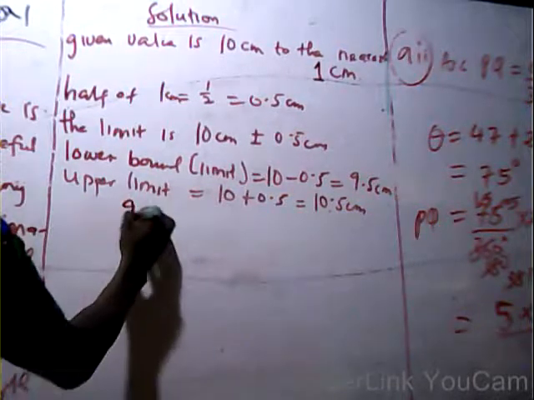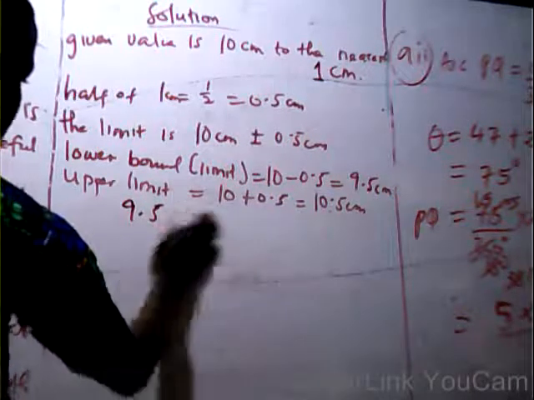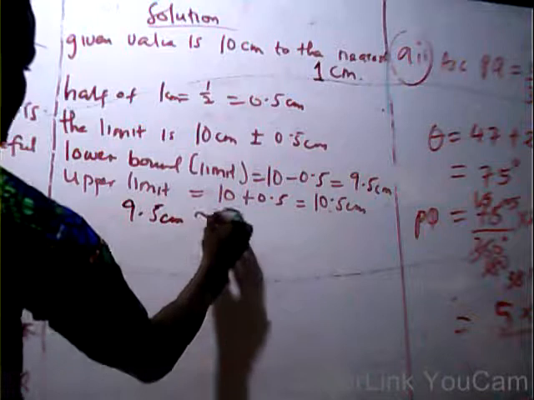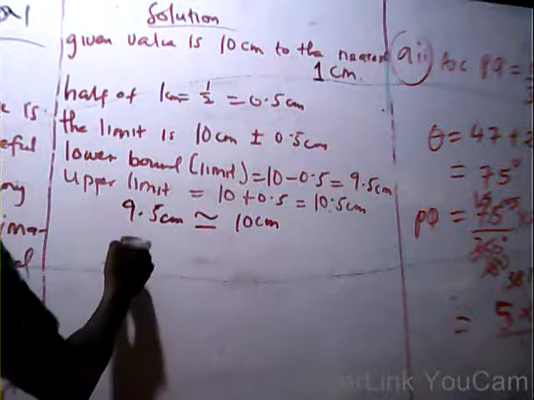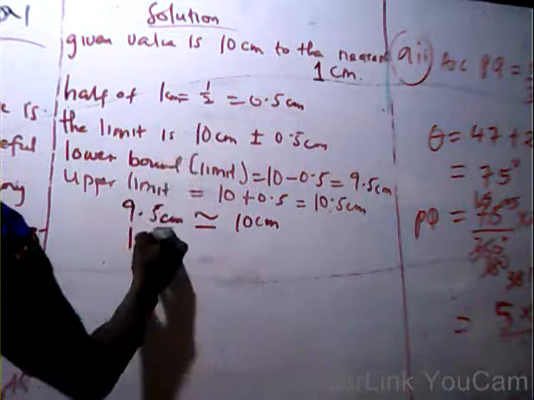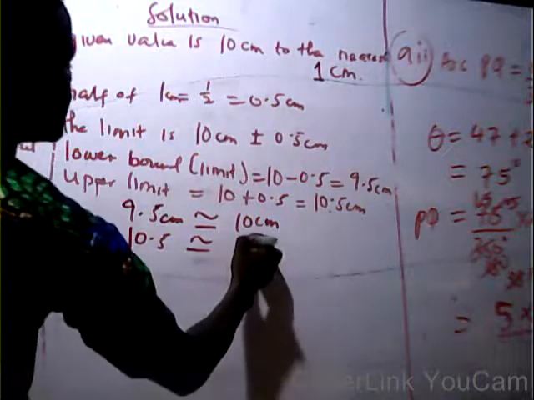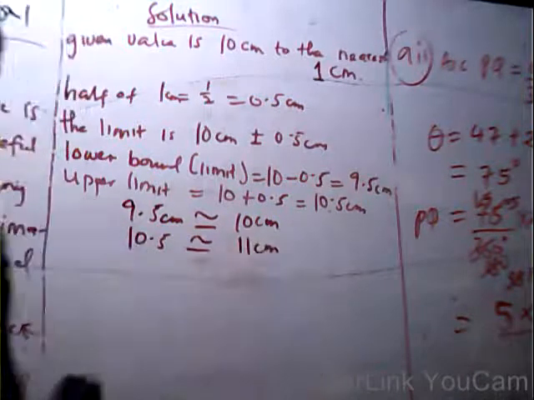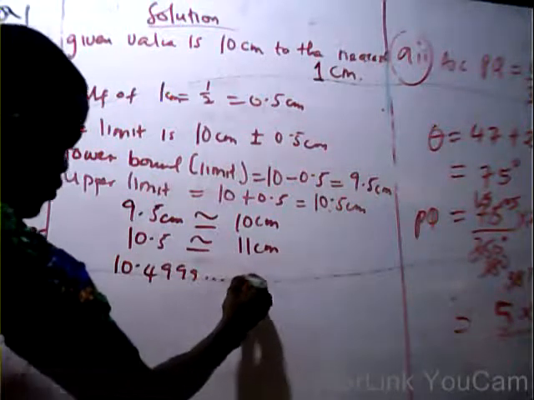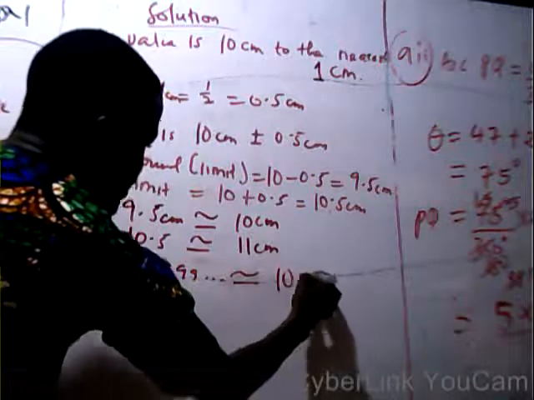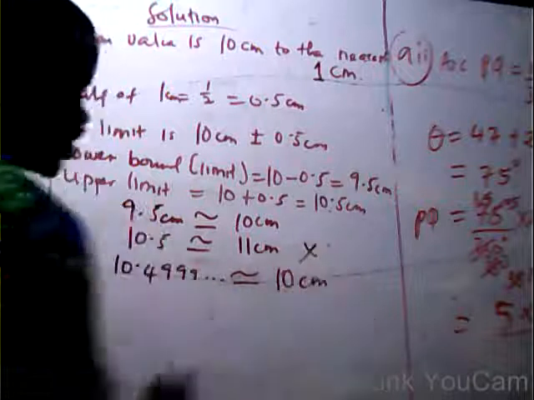So what I'm saying is, 9.5 can be approximated to be 10 centimeter, up to 9.9. But this 10.5, when you approximate it, that should be 11 centimeter. But when you have 10.4999 and so on, this is also 10. So the value must not reach this. Are you getting it now?